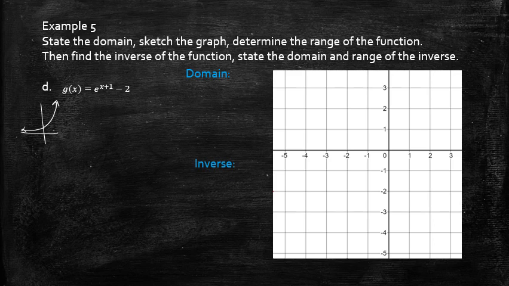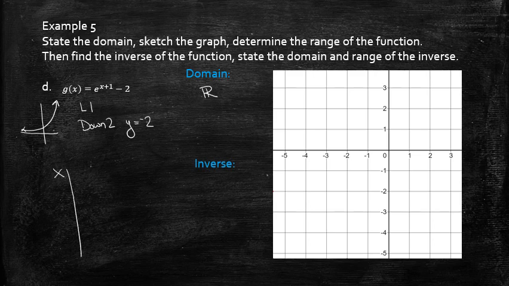Thinking about transformations, the graph will move, let's see, plus 1 will move it to the left 1 unit, and then minus 2 will move it down 2. So when it shifts down 2 units, the horizontal asymptote will move along with it. So the horizontal asymptote for our graph will be y equals negative 2. It's an exponential function, so the domain is all real numbers.